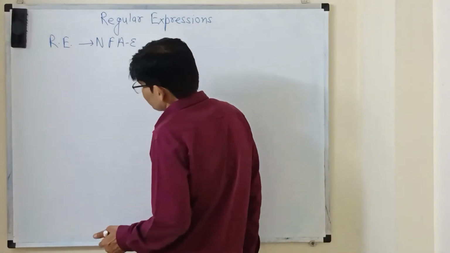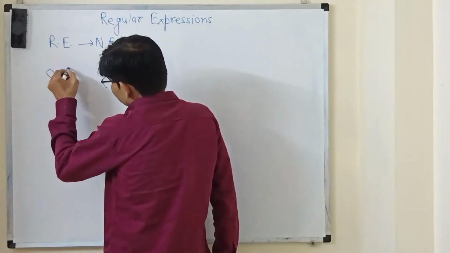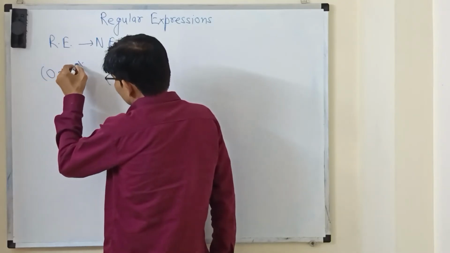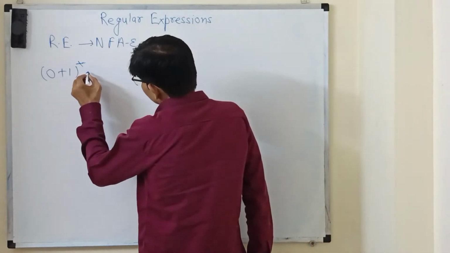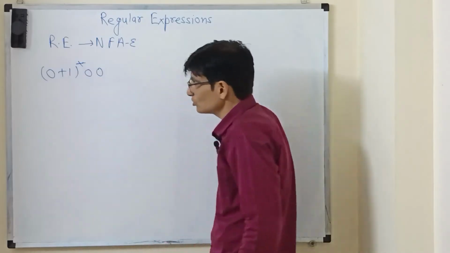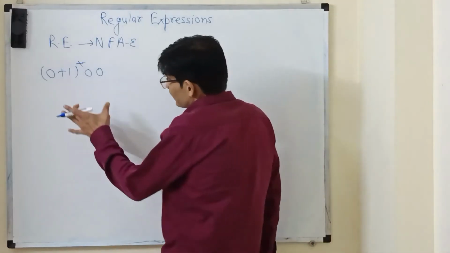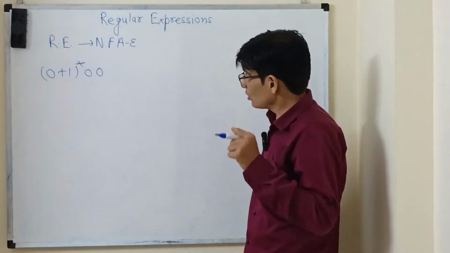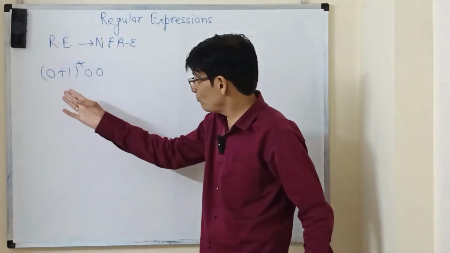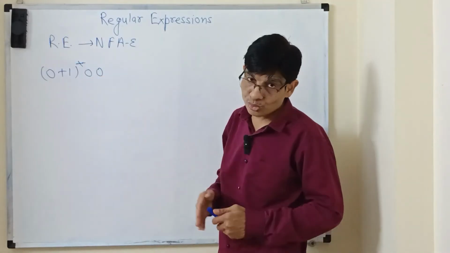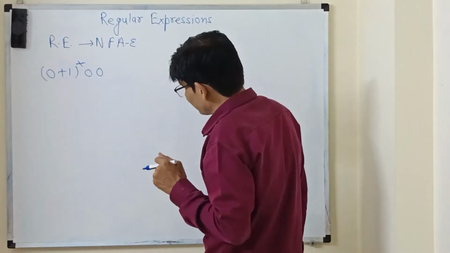So to perform this conversion, we will use one regular expression as an example. I will take it as (0+1)+ 00, the positive closure of 0 plus 1, followed by 0 0. Now you can see, my friend, this is the regular expression, and for converting this into an NFA with epsilon move, we can break this regular expression into different pieces. Let's see how it is broken into pieces.